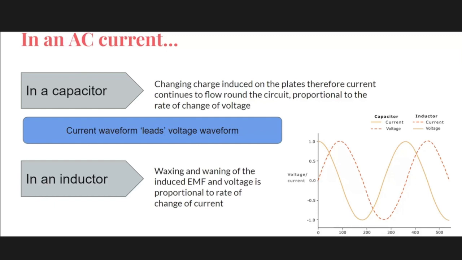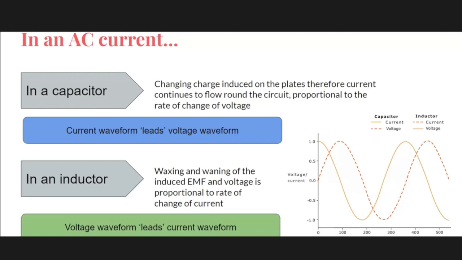So in an inductor, you again get the waxing and waning of the induced magnetic field and EMF, and this is proportional to the rate of change of current. And so the voltage waveform leads in an inductor.